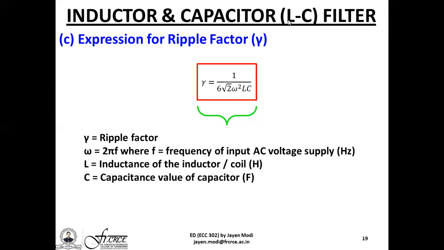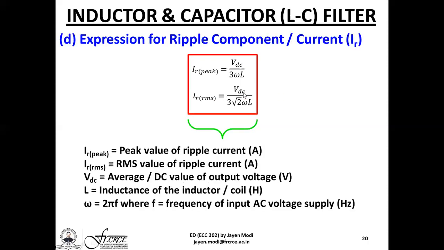Since we are having two reactive components L and C, the power of the frequency omega becomes omega square. This is called as a second order system because you have a square term over here, and 6 root 2 is typically a constant term. Now this L should be chosen as at least equal to or slightly more than the critical inductance value as we have just seen earlier.